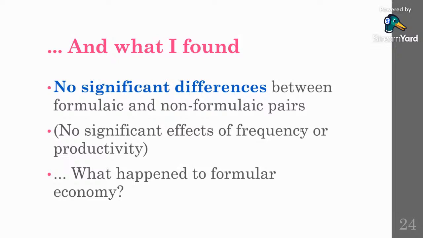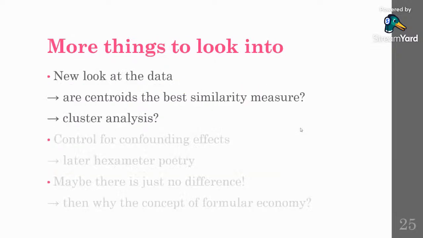So what the hell happened to our initial prediction of formulaic economy? If formulaic economy were a thing that we can measure in this way, we would expect the objects of formulaic verbs to be very, very varied in terms of meaning, because we don't want more than one object that expresses a related meaning to some other object. But we don't find this. We just find nothing. Like, we find no significant differences.